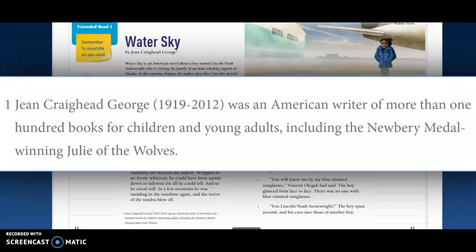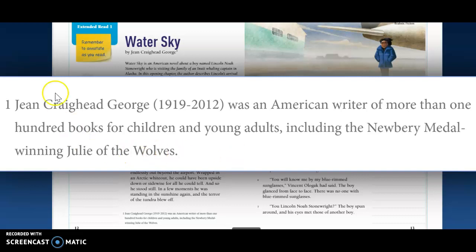So what I did was I zoomed in on that footnote so that I could see it better. So let's read. Jean Craighead George, that's the author's name, was an American writer of more than 100 books for children and young adults, including the Newbery Medal-winning Julie of the Wolves. So what does this footnote tell us about the text?